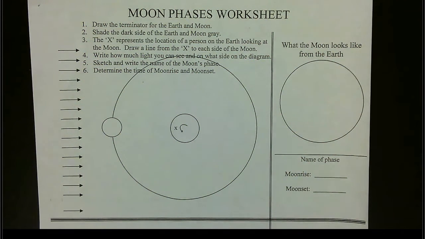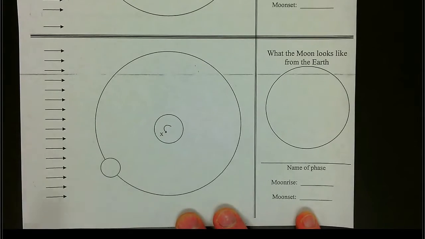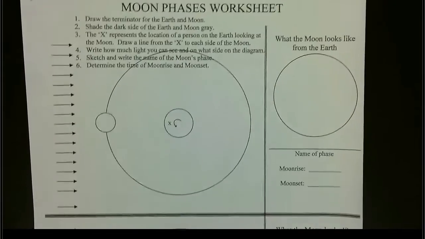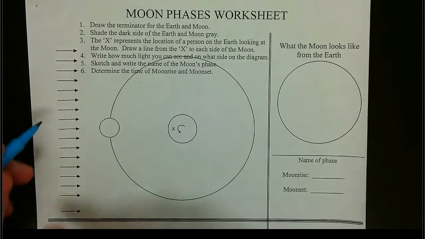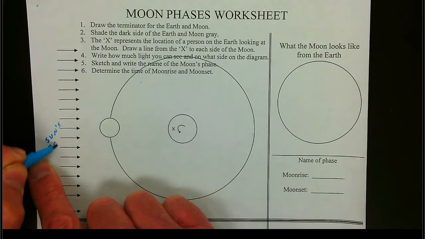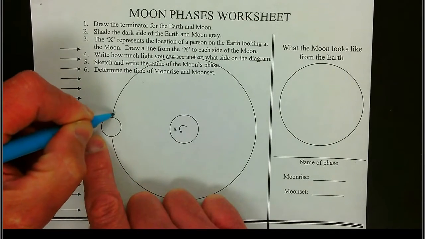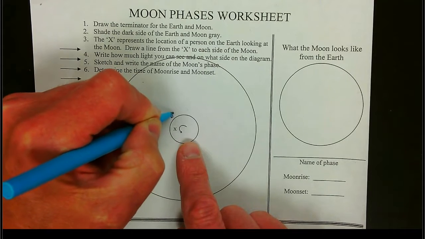For the moon phases worksheet, you're going to follow these 6 steps for each of the diagrams. Notice the page contains one diagram at the top, one diagram at the bottom. What's being shown here is the sun's rays shining on the moon and the earth.